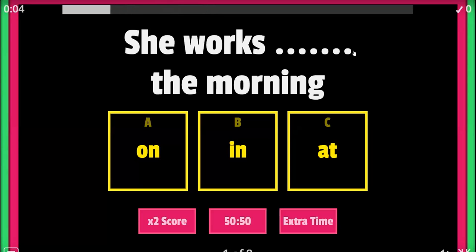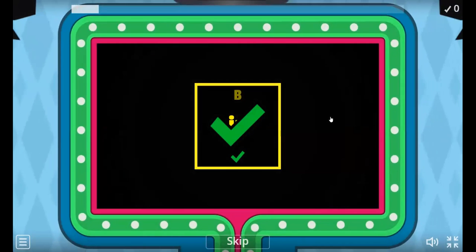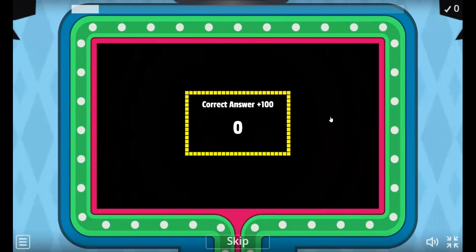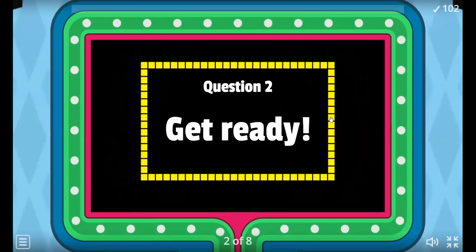She works in the morning. Let's see if that's the correct answer. Bien. In the morning, right? No está siendo tan específico porque no dice a qué hora. So, very good. Vamos a la siguiente.